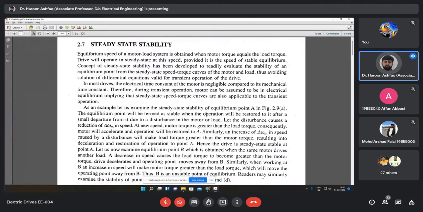So, today we'll discuss steady state stability. Whenever you talk about it, you must have read something about stability in power systems. When we talk about stability, we generally know there are two types of conditions in normal operation. The first one is steady state, and another one is the transient state.